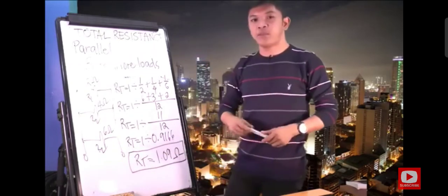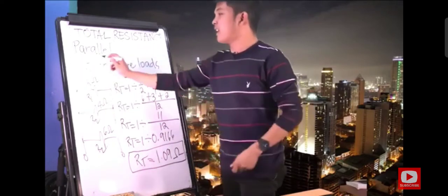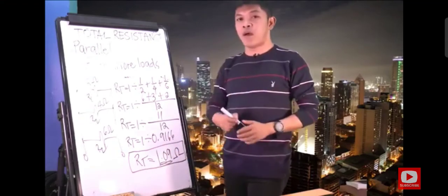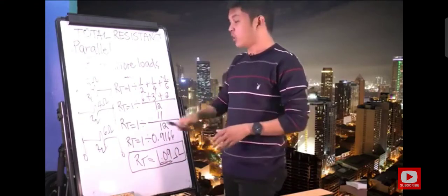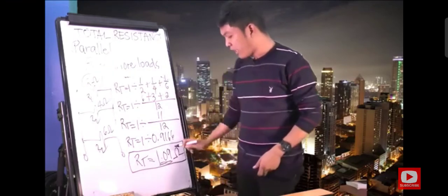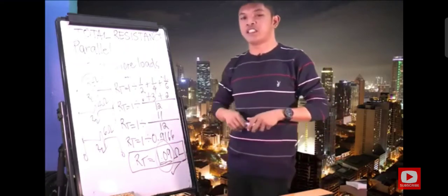And then, ang tip lang, malalaman yung tama yung sagot nyo sa total resistance sa parallel kapag yung sagot nyo is mas mababa sa pinakamababang value ng resistance. So, ano ba yung pinakamababa dito? Meron tayong 2. So, 2 is greater than 1.09. So, tama yung total resistance natin.